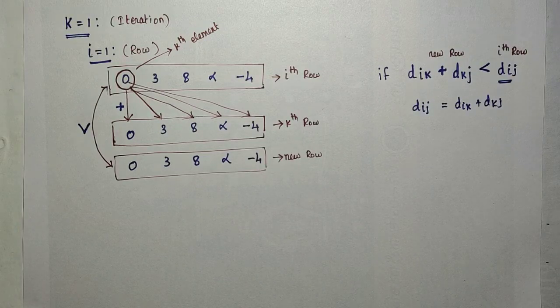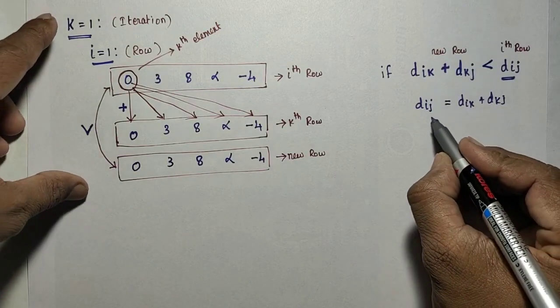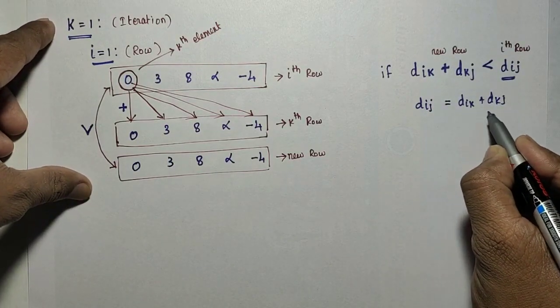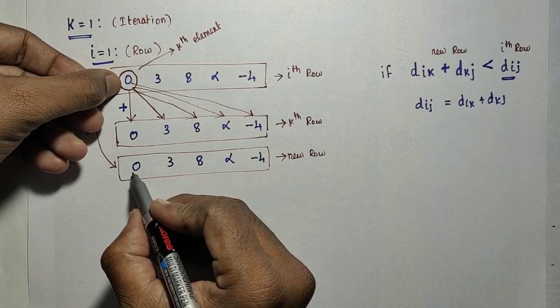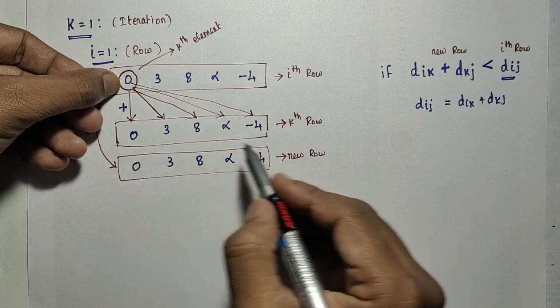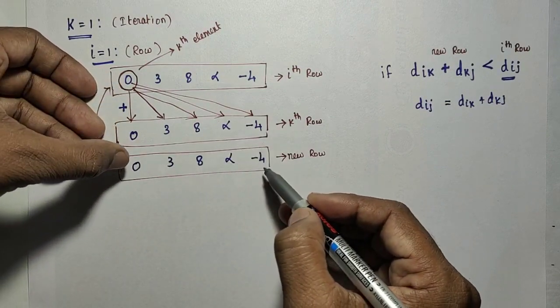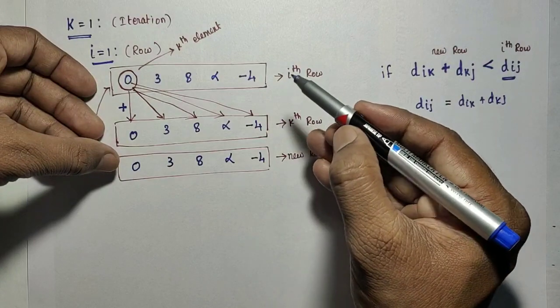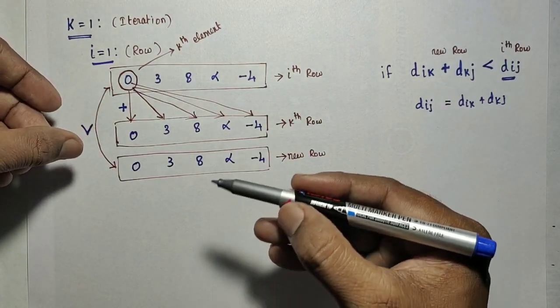Okay, so d of ij will be updated with this one. If the kth element selected is a 0, there will be no change, because 0 plus anything means no change. So that row will be kept as it is. Okay, maintained as it is.